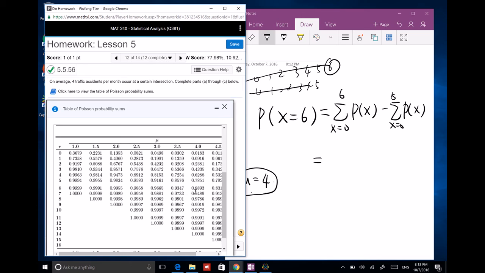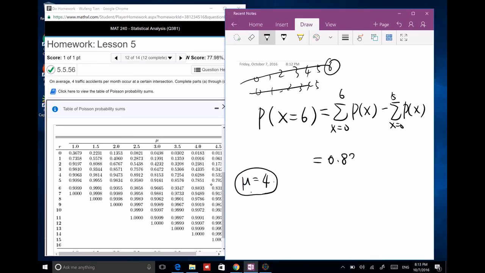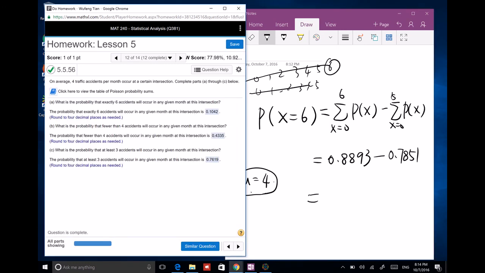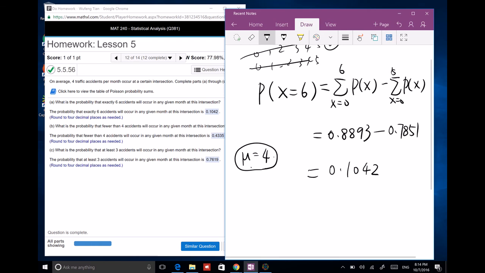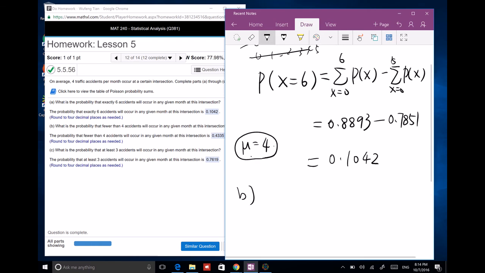6 goes to 4 is 0.8893. Okay, 4.0 go down to 6. So it's 0.8893, minus X equals 5. So accumulated 5 is 4.0 going down to 5. It's 0.7851. Which gives you the answer of 0.1042.